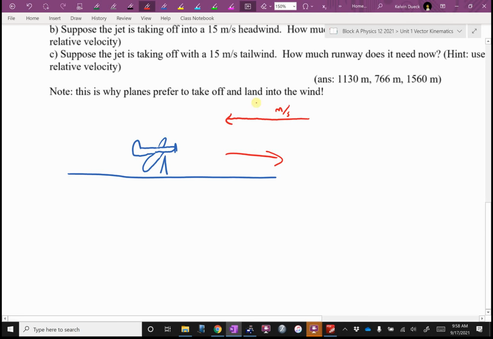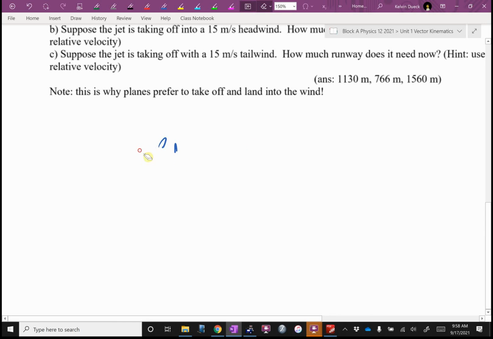Hey, if the wind was blowing 90 meters per second, it could take off. And I think I showed you a video of that last year. Some of you got it. Okay? So let's now look at the actual question here.